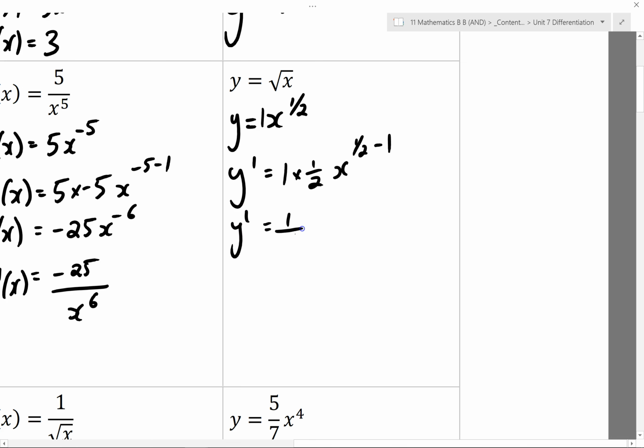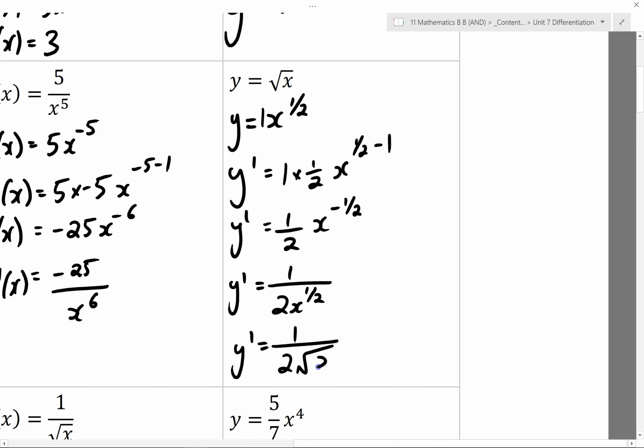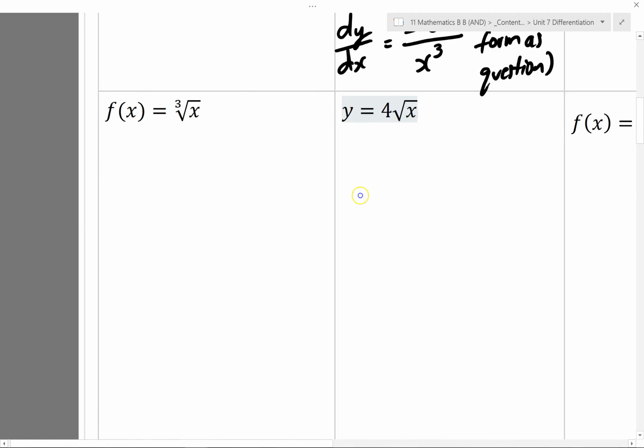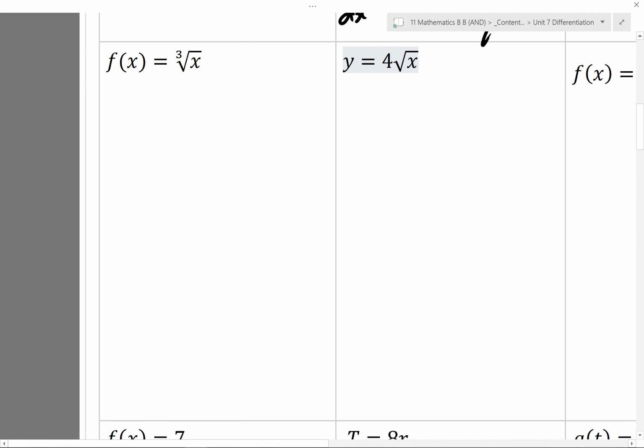So my derivative is going to be a half, x to the power a half minus 1 is going to be minus a half. Generally I don't like negative powers, so this whole thing is going to go below the fraction line. And I was given the question using square root signs, so I need to give my answer using square root signs. You might need to have a few goes at ones like these. Luckily there's a few examples.